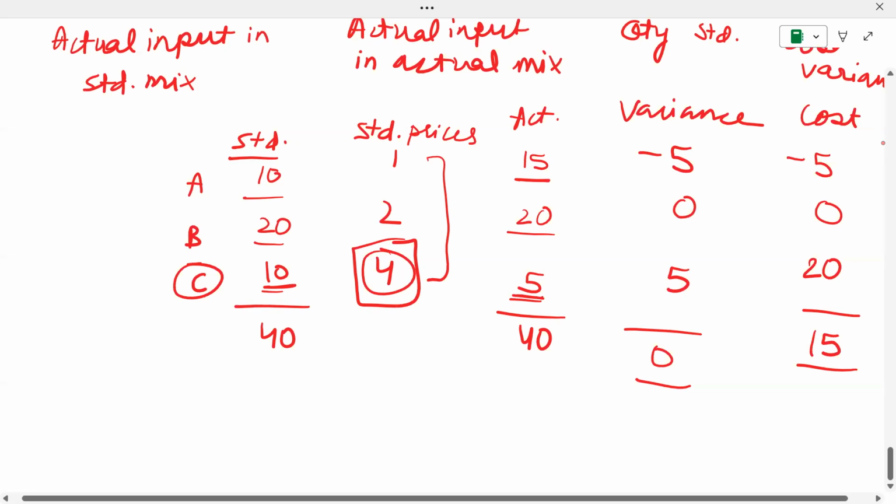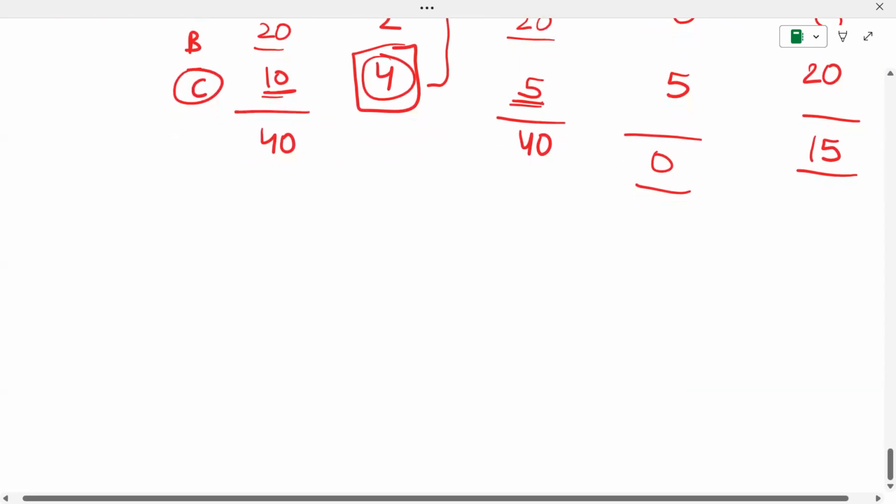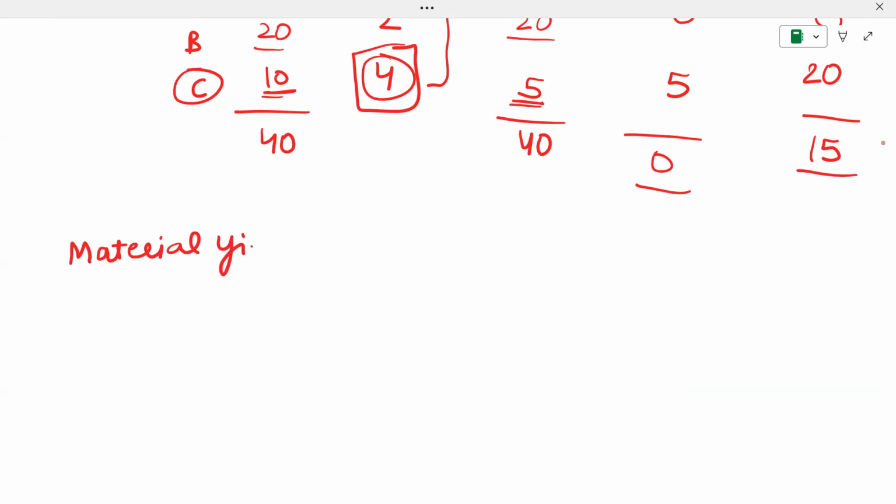Vice versa will be the case that if you overuse the material which is priced higher, then you're going to get an adverse material mix variance. Now let's move on to the next variance. Let's talk about the material yield variance.